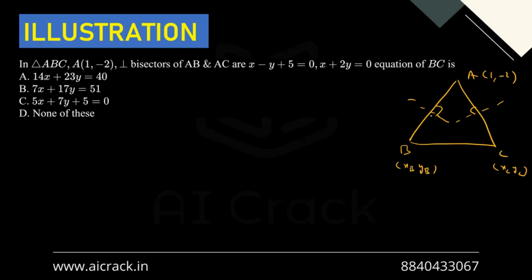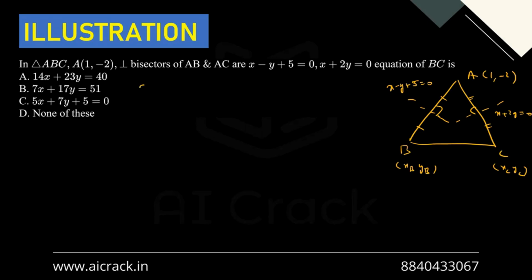Now since this is the perpendicular bisector, this distance and this distance are equal, and this distance and this distance are also equal, right? So basically we can use the concept of image. The equation of this line is given, that is x minus y plus 5 equals 0, and similarly for this one, x plus 2y equals 0. Equations of both the perpendicular bisectors are given. So we can find the image of A with respect to this line, and thus find the coordinates of point B and point C, and after that we can find the equation of BC. So let's try to solve the first part, basically the coordinates of B.